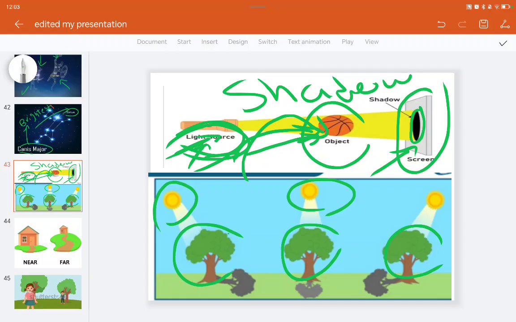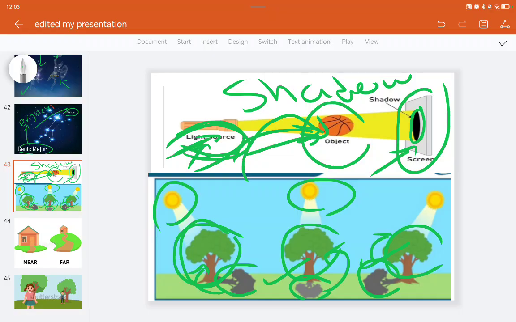So in this picture, the sunlight is spotted or focused on this tree, like here and like here. What will happen? The shadow of this tree will be formed on the floor.